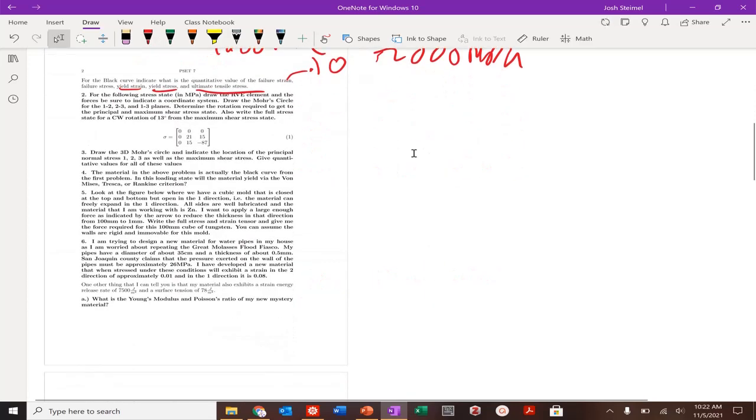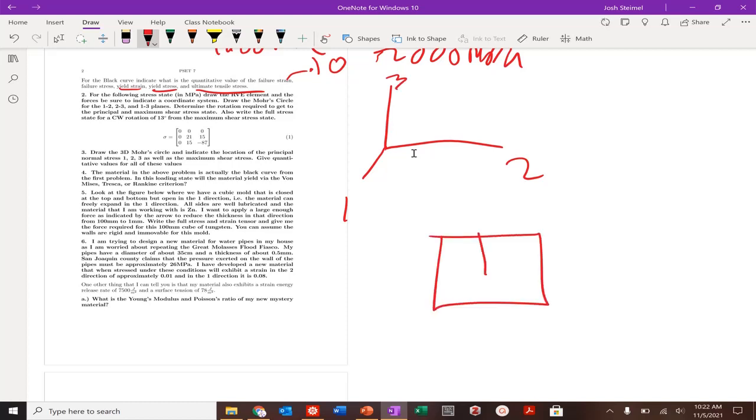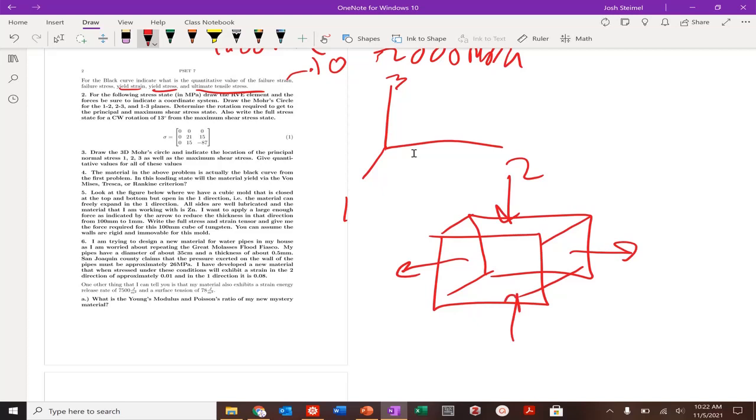Excellent. For the following stress state, draw the RVE element and the forces. Be sure to include a coordinate system. So I've got my 1, 2, 3. Draw my cube. I have a stress in the 2, 2 that's positive. I have a stress in the 3, 3, which is negative. And then I have a stress here in the sigma 2, 3.